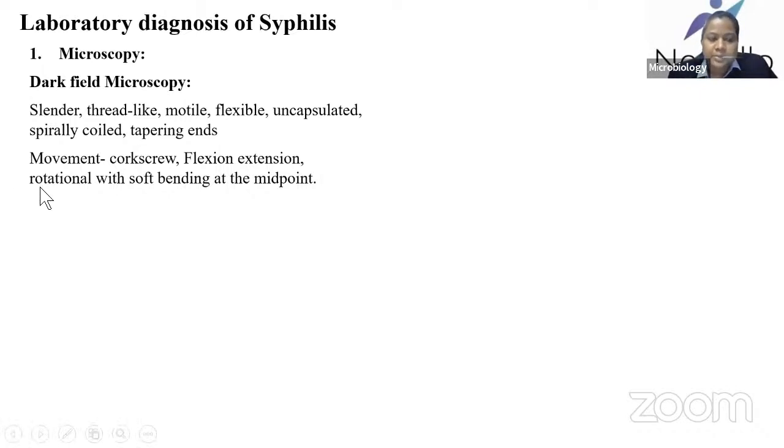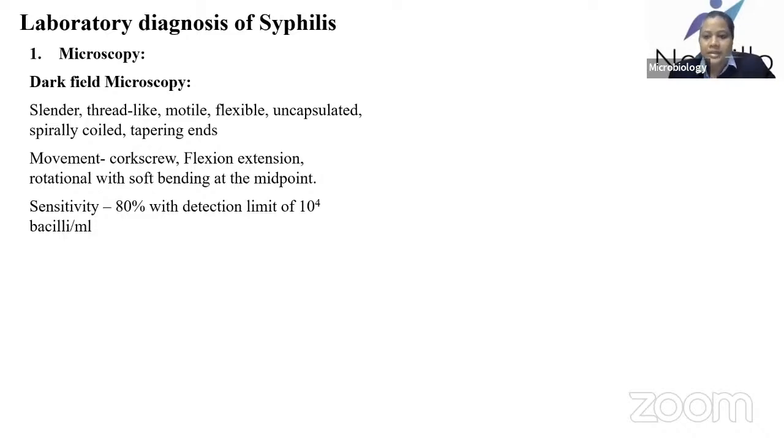So the motility is described as a corkscrew motility, flexion extension, rotational with soft bending at the midpoint, right? The sensitivity of the test is 80% with a detection limit of around 10 to the power of 4 bacilli per ml. If the bacilli count is lesser, the sensitivity also goes lower. So the sensitivity of the test also depends upon the bacilli load in the primary ulcer.